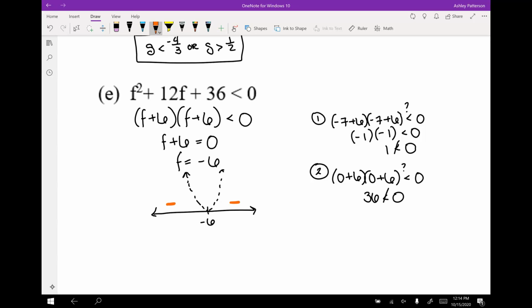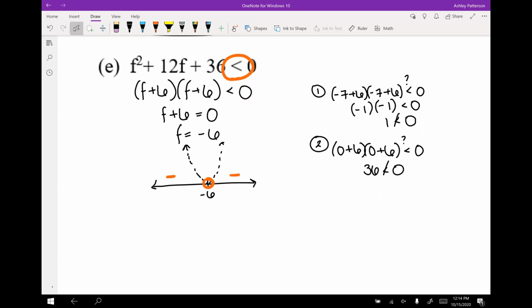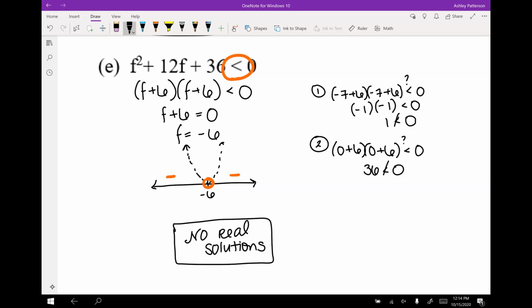Do we include -6? Because if we were to substitute in -6, we would get 0. This is where the inequality matters. It does not say less than or equal to. It says less than, so we cannot include this. Are there any solutions? Nope, there are no real solutions to this inequality, so we say no real solutions. If it had said equal to, then yes, we would have just said f equals -6, and that's it.